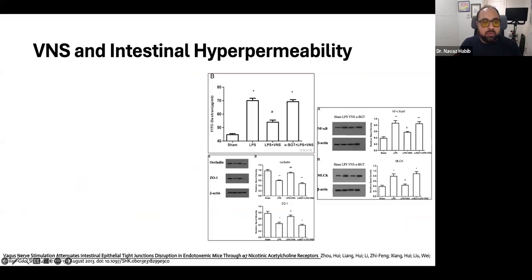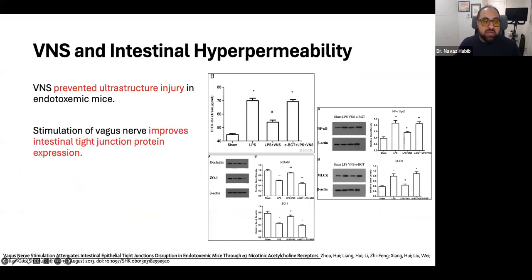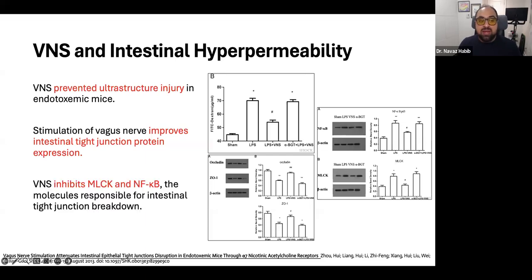In intestinal hyperpermeability, famously known as leaky gut syndrome, VNS prevents ultrastructure injury in endotoxemic mice. Stimulation of the vagus nerve improves intestinal tight junction protein expression, and it inhibits MLCK and NF-kappa B, which are the molecules responsible for intestinal tight junction breakdown.